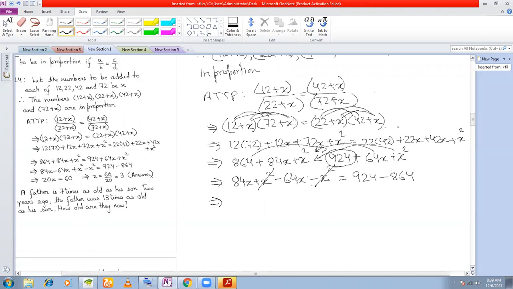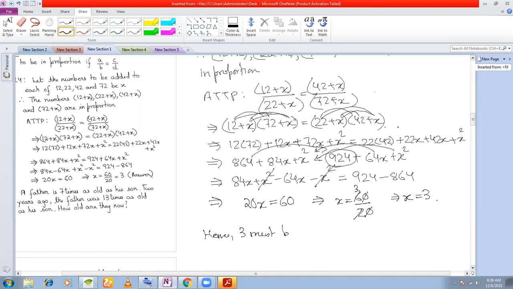So you're left with 84x minus 64x, which is nothing but 20x, is equal to 924 minus 864, which is 60. So x is equal to 60 by 20. Here you can cancel, so x is equal to 3. What number should be added so that they are in proportion? If you add 3 to all these numbers, you get the proportion. Hence, 3 must be added.